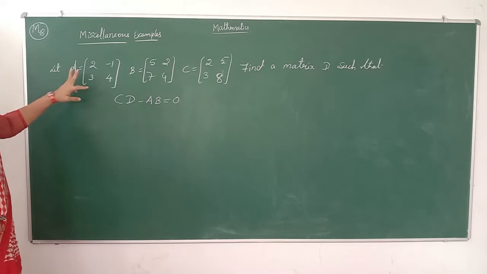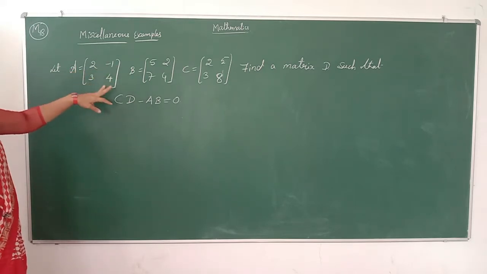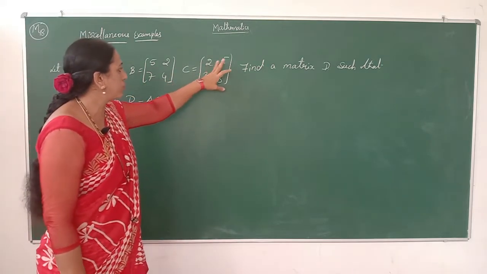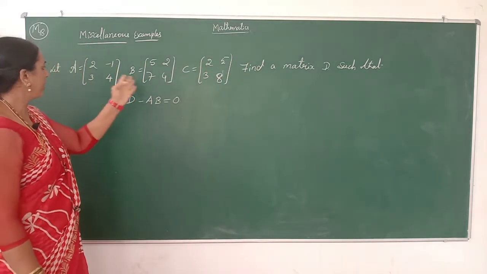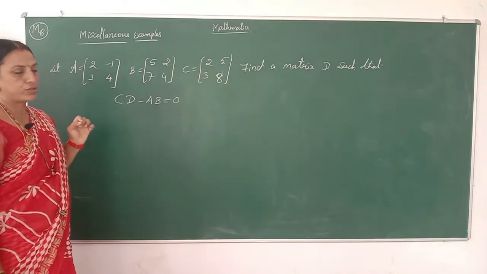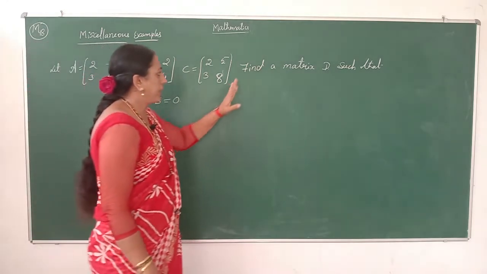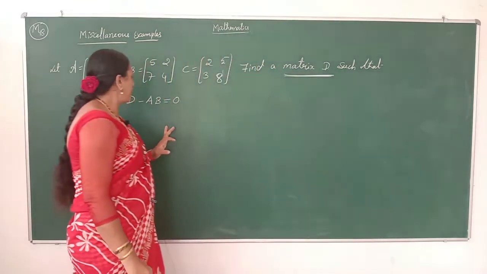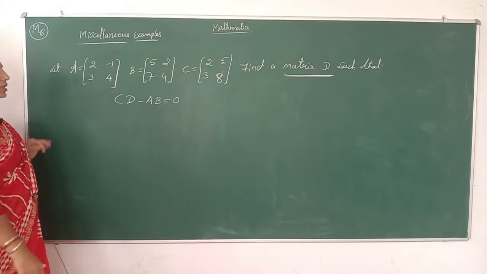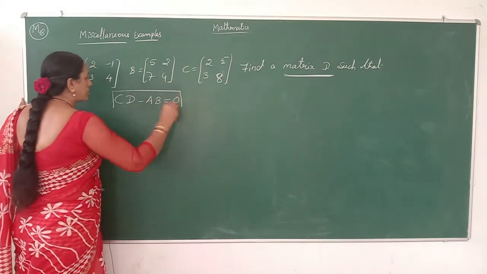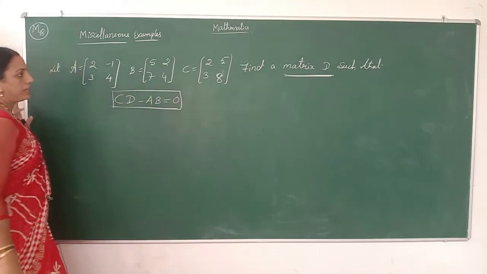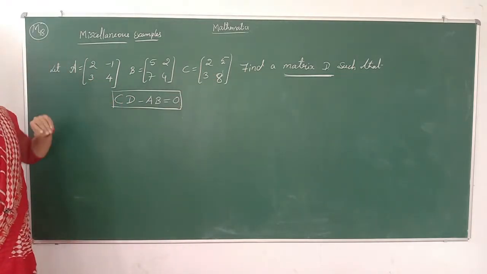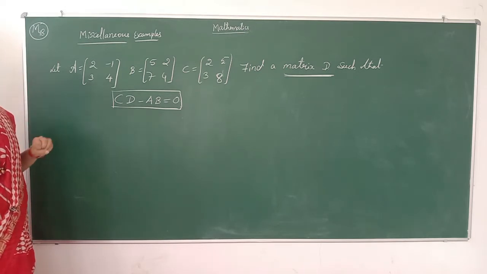So let A equals 2 minus 1 3 4, B equals 5 2 7 4, C equals 2 5 3 8. If all these three are 2 cross 2 matrices, find the matrix D, another matrix D such that CD minus AB is equal to 0. Means by using that equation we find the elements of the matrix D, but it is also one of the 2 cross 2 matrices. But how will it be called a 2 cross 2 matrix?